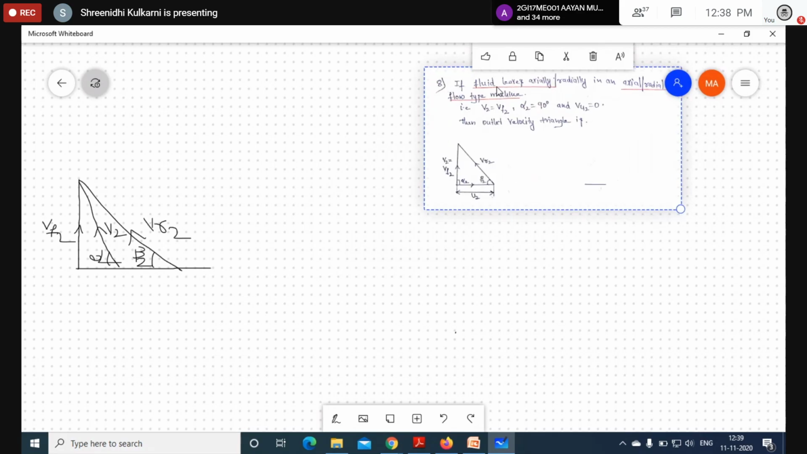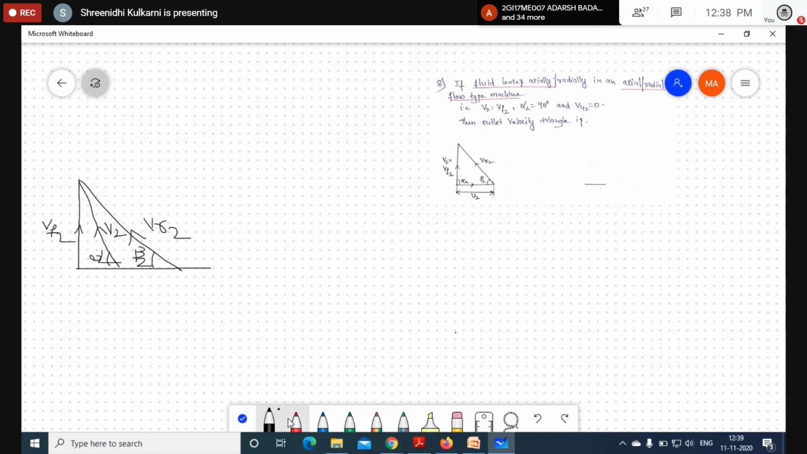So the condition is that the fluid leaves axially or radially. So I am going to take this V2. The fluid leaves axially or radially, so this line is falling on VF2. Once again, I'm going to draw as per the condition at outlet.